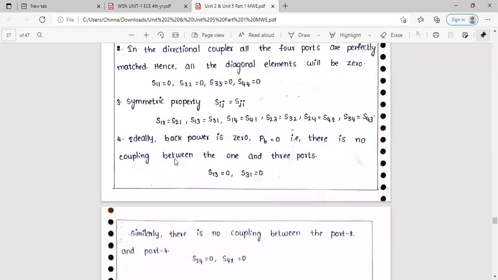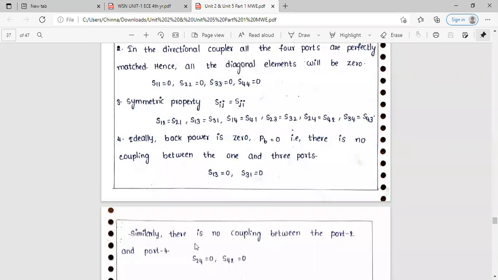Here the ideal backward power is 0. Generally backward power is 0, so PB is equal to 0. Always, when we are forwarding, the backward power becomes 0. That is the condition here. Therefore there is no coupling between 1 and 3. Port 1 and port 3 will not be coupled, so S13 is equal to 0, S31 is equal to 0.